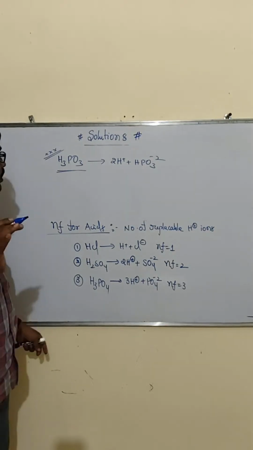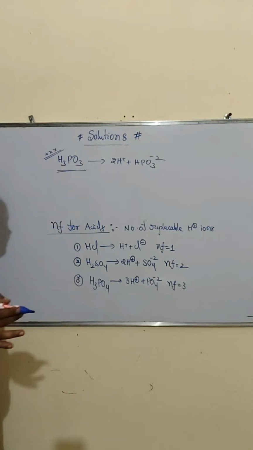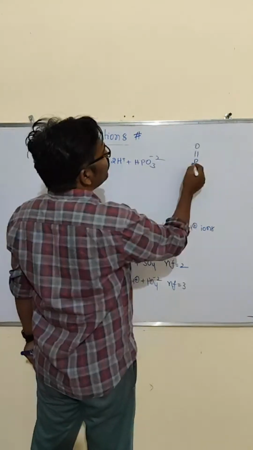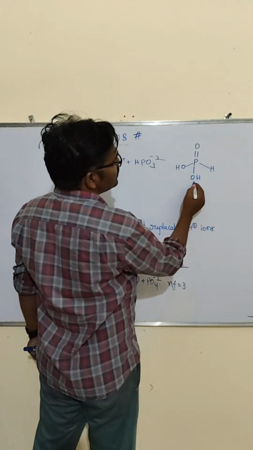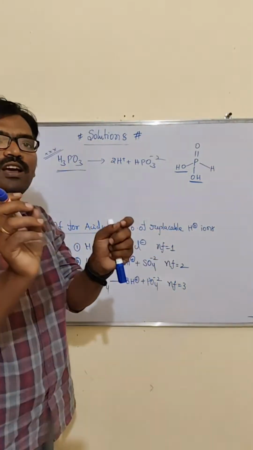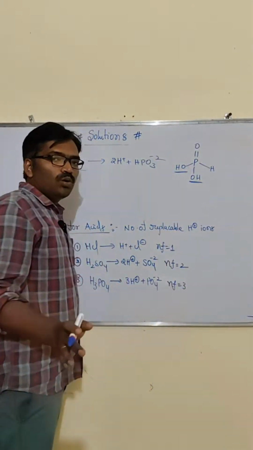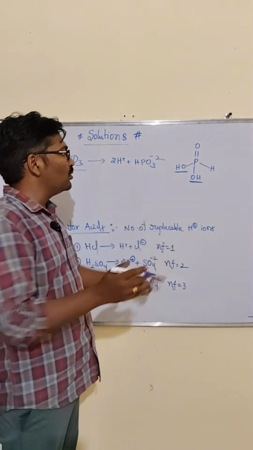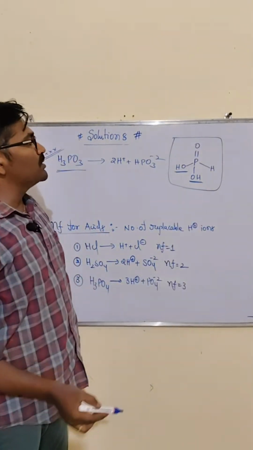Sir, you have a doubt: why do only 2H plus dissociate, and the other H does not? The reason is, if you observe the formula, P double-bonded O, then OH, then OH, then H. These two hydrogens only can be replaced because between O and H there is an ionic bond. But between P and H there is no ionic bond; it is a covalent bond. When there is a covalent bond, dissociation does not happen; dissociation happens only when there is an ionic bond. So we have to say it based on the structure.